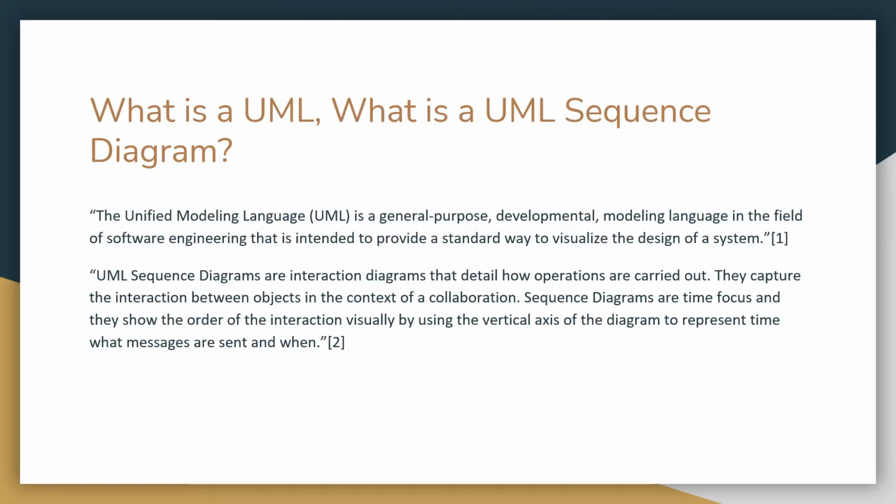So what is a UML sequence diagram? UML is a general purpose developmental modeling language in the field of software engineering. A sequence diagram is an interaction diagram that details how operations are carried out. Sequence diagrams fall under interaction diagrams, which fall under behavioral diagrams. They capture the interactions that take place in a collaboration that realizes either a use case or an operation. In other words, a high-level interaction between users of a system and the system, between the system and other systems, or between subsystems.